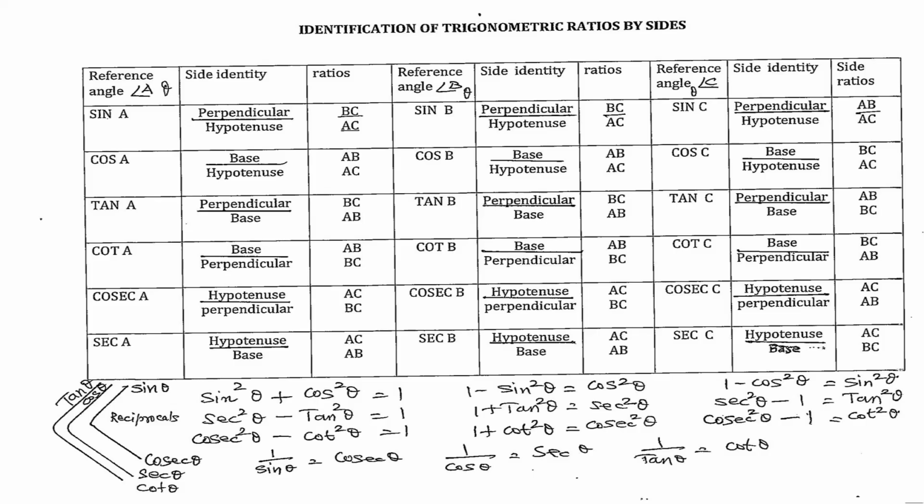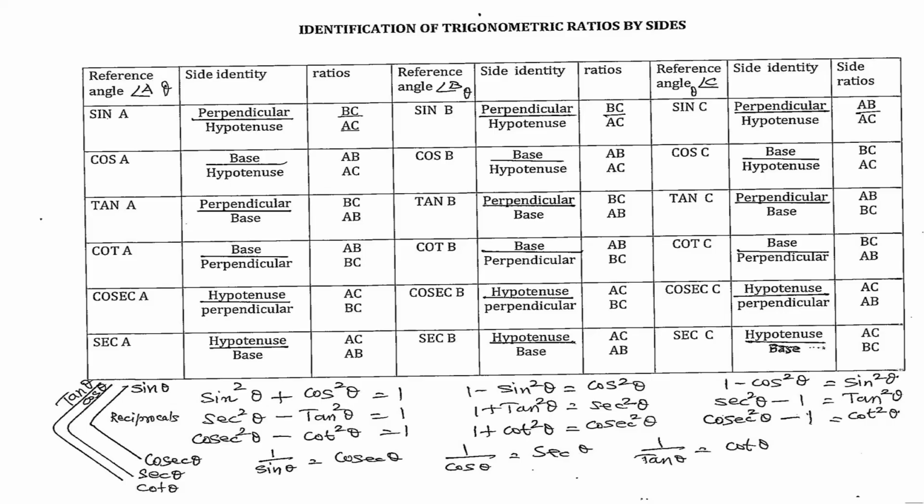Then cot A and cot B both are AB by BC. And cot C is BC by AB. Then cosecant A and cosecant B both are AC by BC. Cosecant C is AC by AB. Secant A and secant B are AC by AB and secant C is AC by BC.